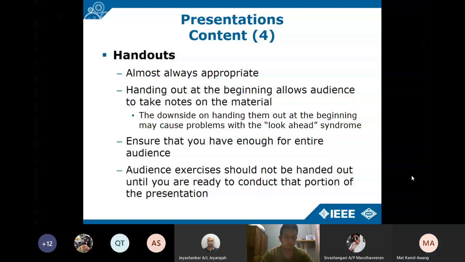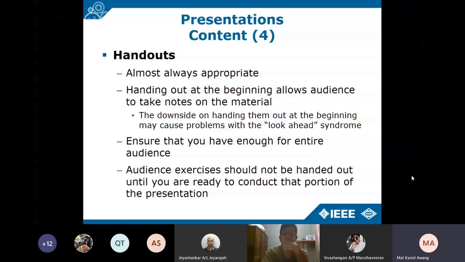But the problem is that the panel will start to read your handout ahead of your presentation. So this is called the look ahead syndrome. What happens is that if your presentation is maybe not to their liking, they will sometimes show their disinterest in your presentation, right? So that is the downside of it.